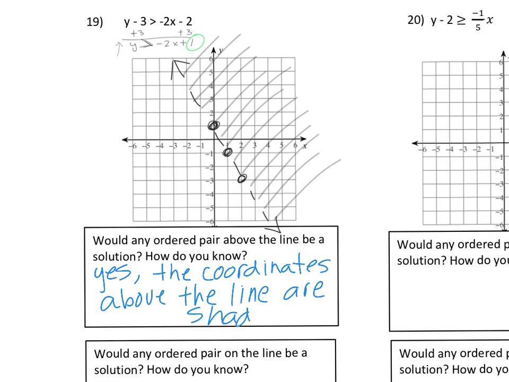So basically, how do you know? Because of the shading, because that's where the shading is, right? Oh, I said it wrong as I was writing it. Whoops. Coordinates above the line are shaded.